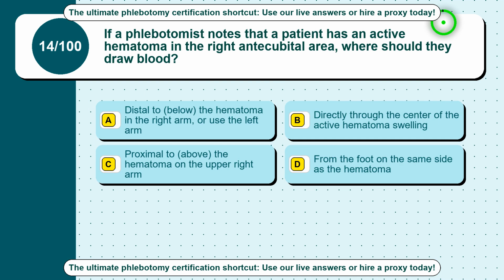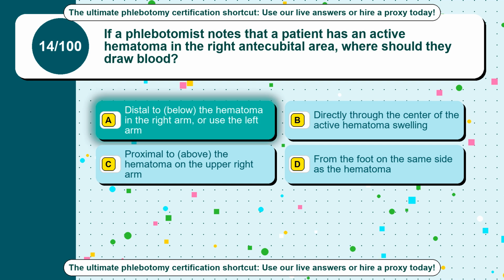Question 14. If a phlebotomist notes that a patient has an active hematoma in the right antecubital area, where should they draw blood? Option A, distal to, below, the hematoma in the right arm, or use the left arm. Option B, directly through the center of the active hematoma swelling. Option C, proximal to, above, the hematoma on the upper right arm. Option D, from the foot on the same side as the hematoma. The correct answer is option A, distal to, below, the hematoma in the right arm, or use the left arm.